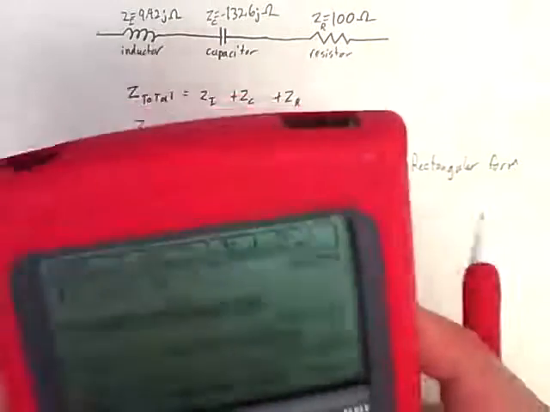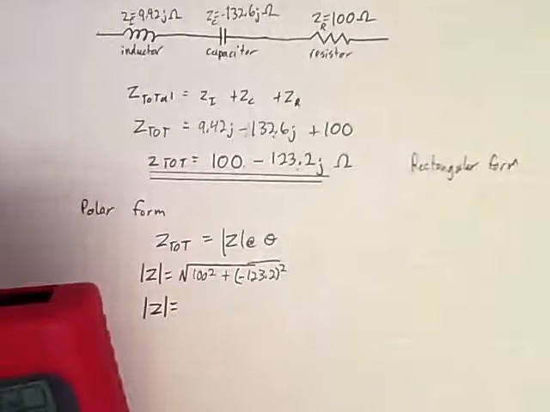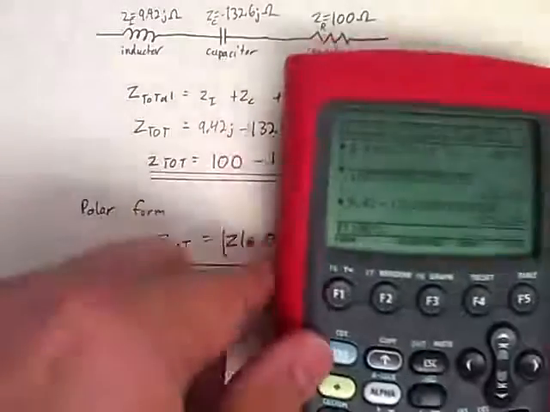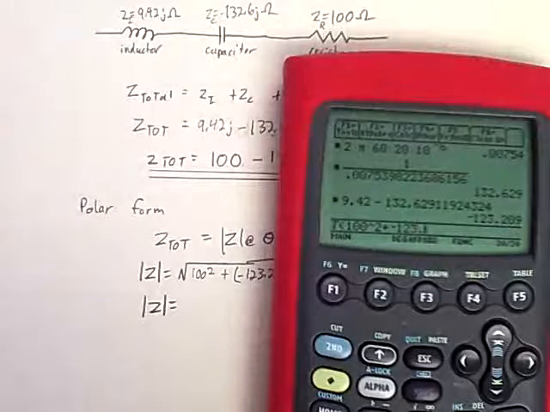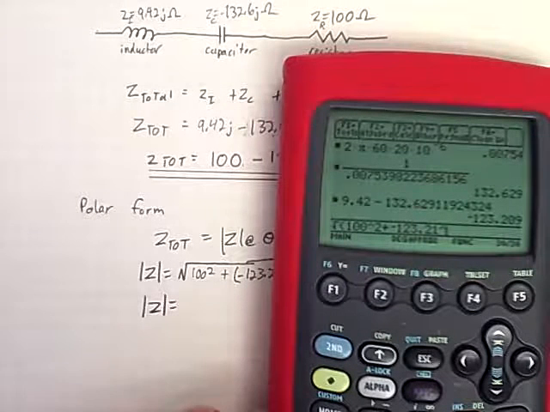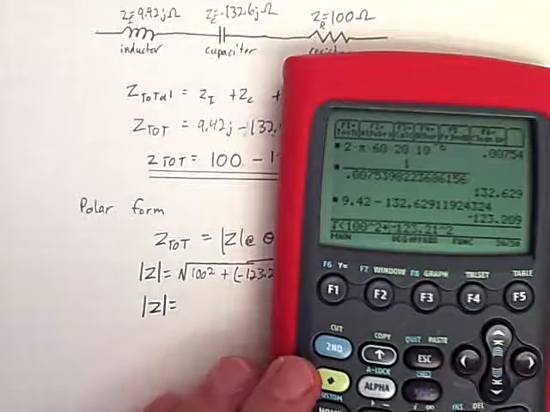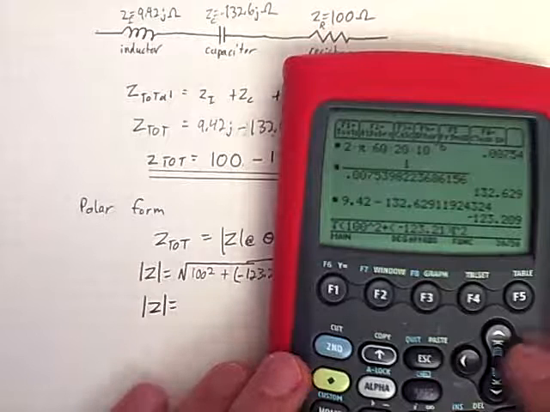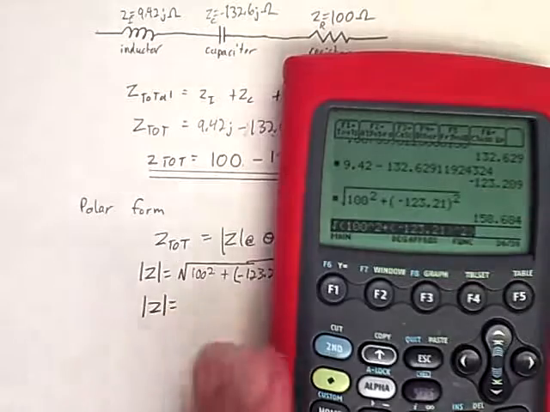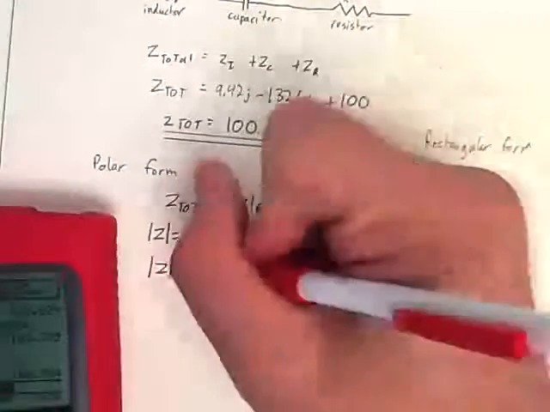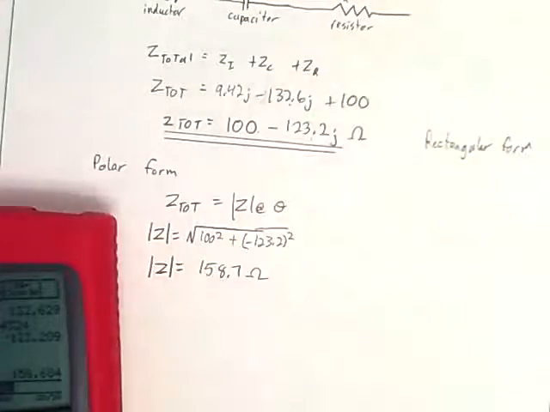So let's put that in the calculator. Square root of 100 squared plus negative 123.21 squared. Make sure we put that negative in parentheses. Otherwise, our calculator is going to give us bad information. So there you can see it's done the right way. And so we get that Z is 158.7 ohms, the magnitude of it.